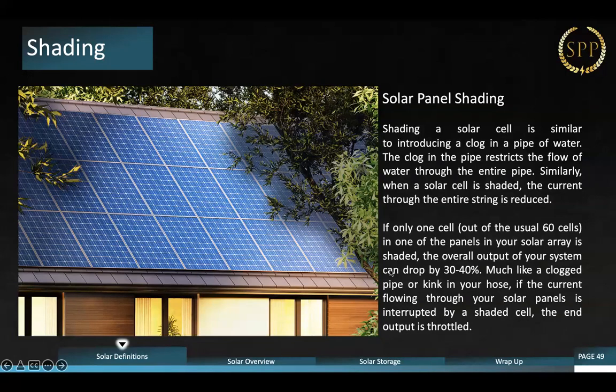Much like a clogged pipe or kink in your hose, if the current flowing through your solar panel is interrupted by a shaded cell, the end output is throttled. Well, what does that mean? It means that this entire panel right here now has its production dropped by 30 to 40% because it has this little shade up here in the corner, because all these cells are working together.